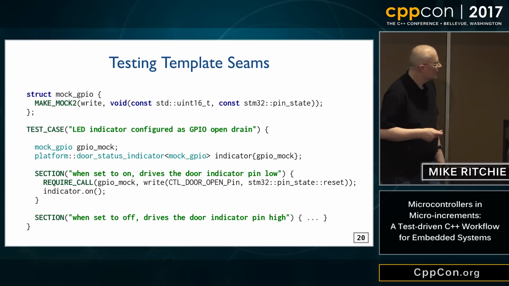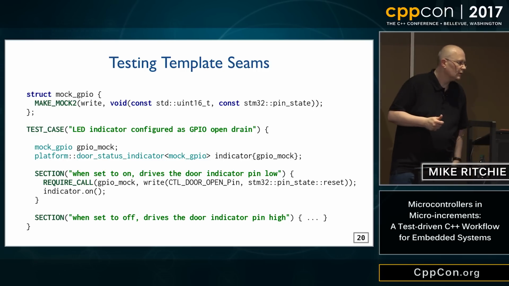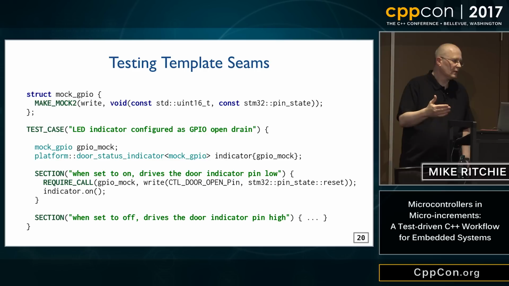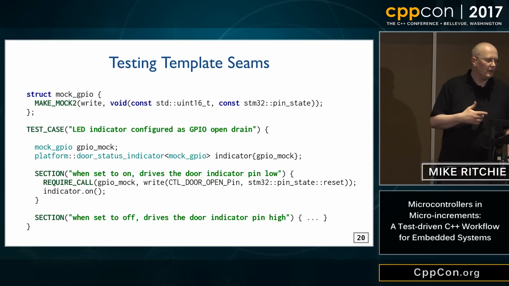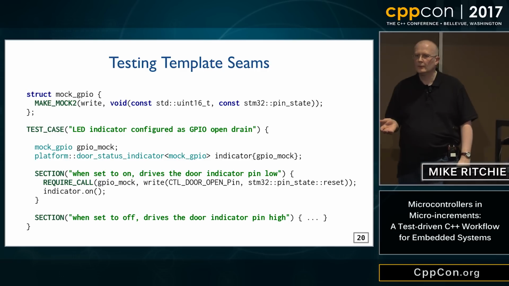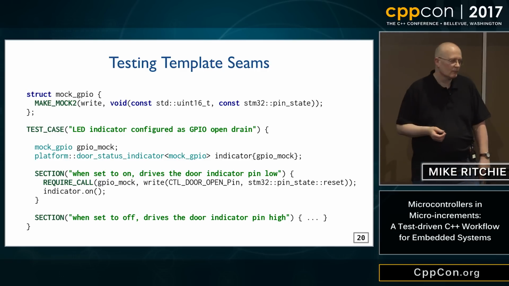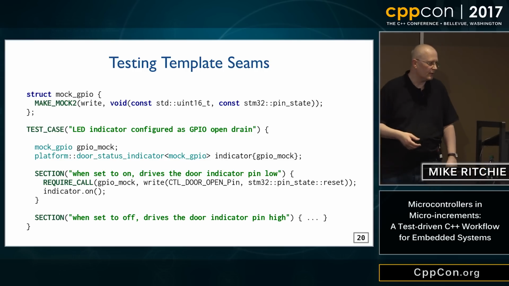Okay, so there we go. Mock GPIO, there's a test case, construct the mock, construct our door status indicator, parameterized based on the mock that we're using this time rather than the real deal GPIO, expect a call to write, and then exercise the indicator.